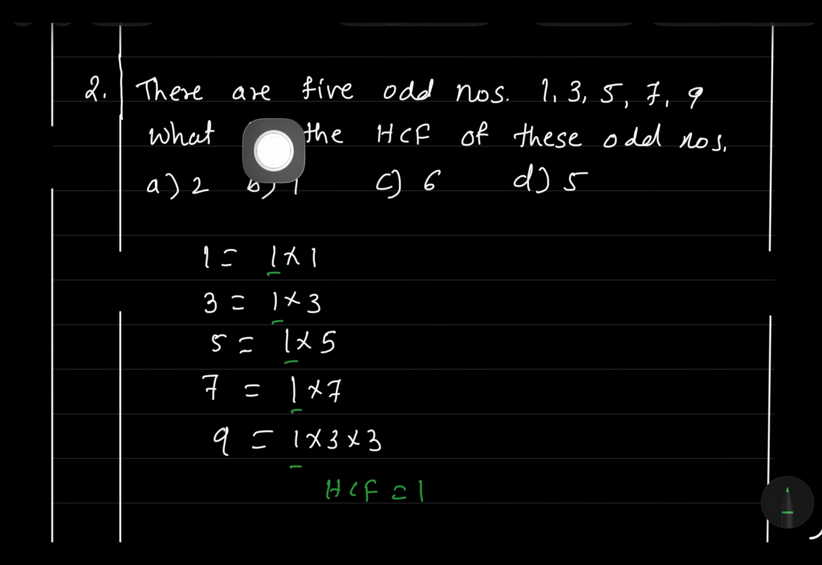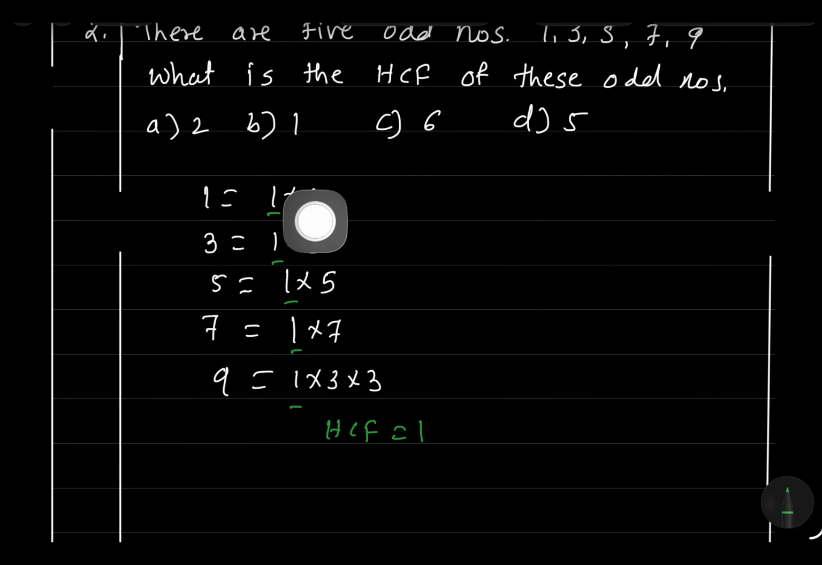Second, there are 5 odd numbers 1, 3, 5, 7, 9. What is the HCF of these odd numbers? These first 5 odd numbers are there, 1, 3, 5, 7 and 9. So simply, you can find the factors here. 1 you know, very simple factors, 1 into 1. 3 is 1 into 3, 5 is 1 into 5, 7 equal to 1 into 7, and 9 is 1 into 9 or 3 into 3.